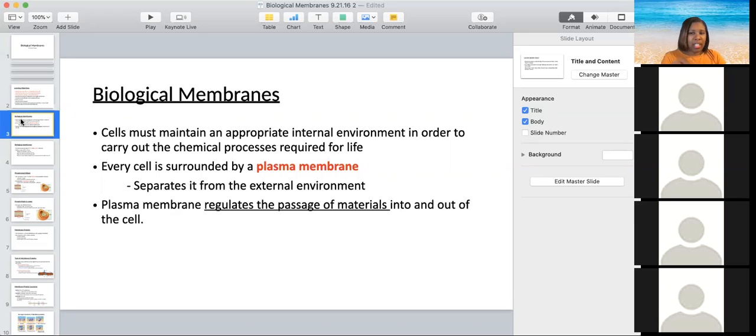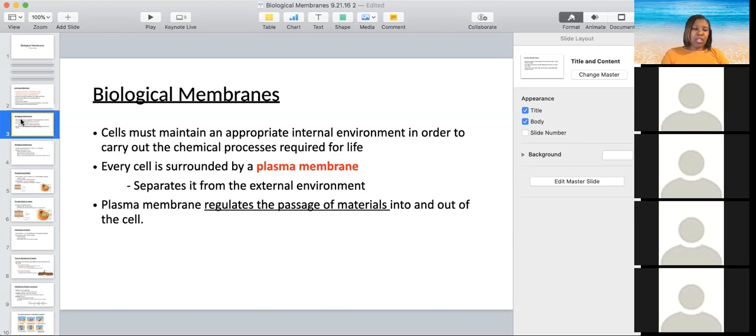Okay. Every cell, go ahead and write this point down. This is our first point. Every cell is surrounded by a plasma membrane. Every cell type has a plasma membrane. Now we'll see in our next unit how we'll be able to distinguish between features that are found in some cells and structures and features that are not found in other cells. But every single cell has a plasma membrane. That's that first outer layer of protection.